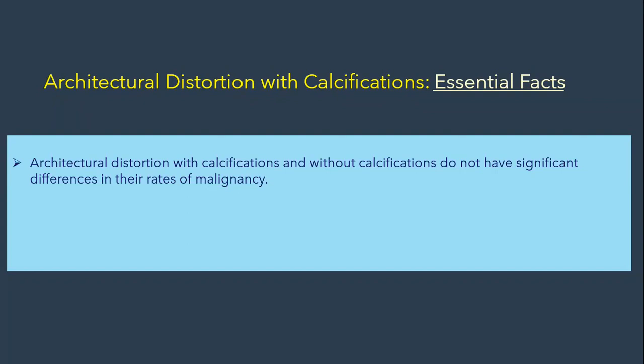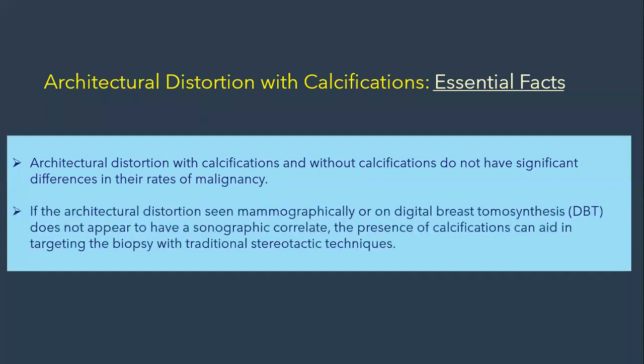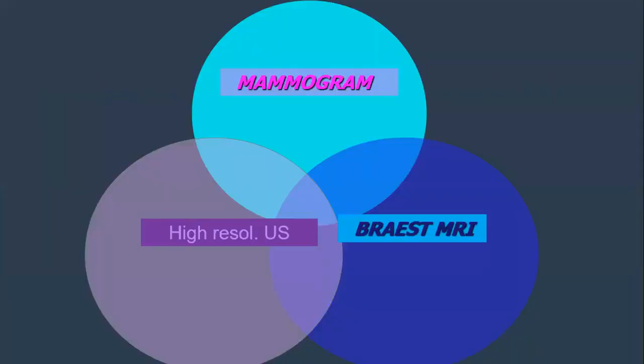Presence of calcification is going to support visualization of the lesions in the images to get biopsied, yeah? Yes. Especially if the architectural distortion is subtle but associated with calcification, it is going to aid in targeting for biopsy, by stereotactic techniques. Okay.